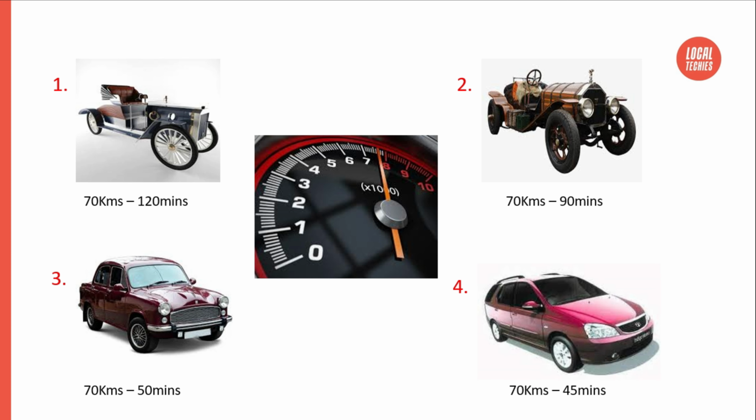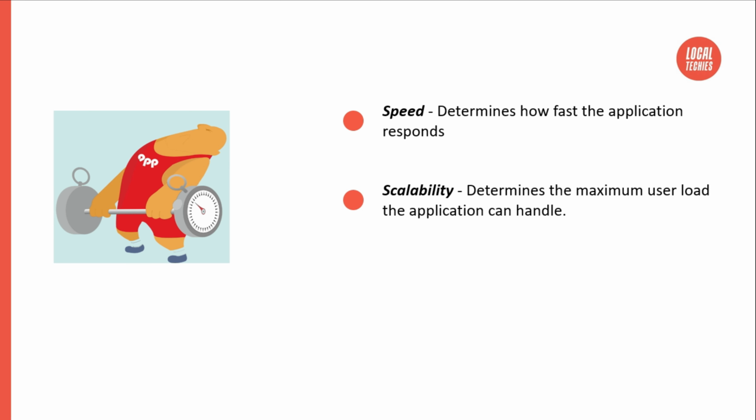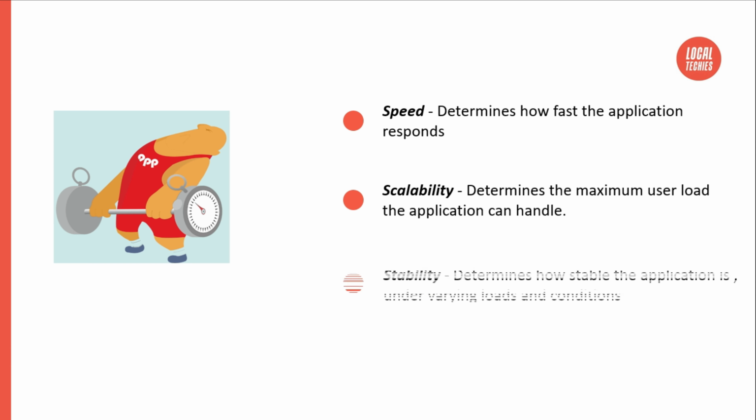Now, coming on to application performance testing. What do we do in an application performance testing? What do we determine there? We do testing on an application or a system and determine the 3 S. One is speed. It determines how fast the application responds or how fast the application navigates between the pages. Next, scalability. It determines the maximum user load an application can handle. Last is the stability. It determines how stable my application is under varying loads and external conditions also.